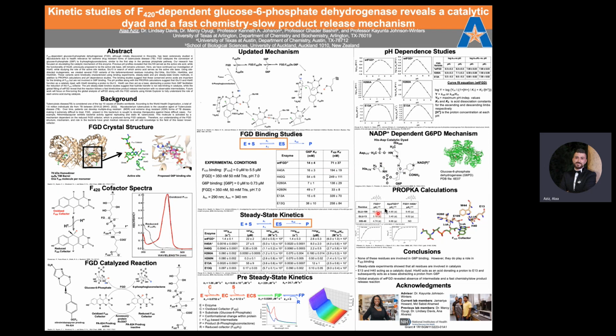In our reaction, I came across a server called ProPKA, where you are able to upload your crystal structure, and it will predict the pKa of each amino acid present in your enzyme. This, along with our pH profile, suggests that histidine 40 and glutamate 13 are forming a catalytic dyad. Histidine 40 is acting as an acid first, donating a proton to glutamate 13, and then acting as a base, abstracting a proton from glucose 6-phosphate and facilitating the hydride transfer.